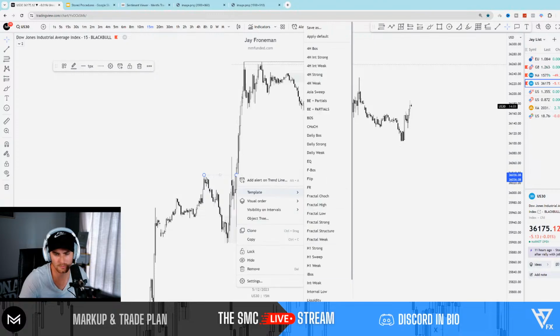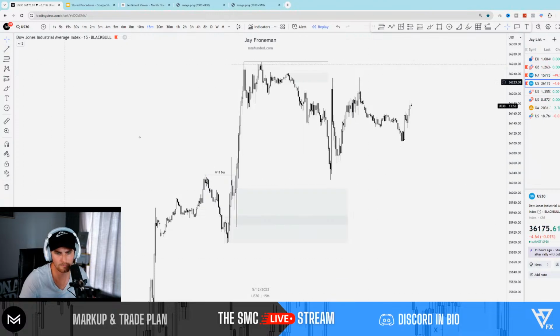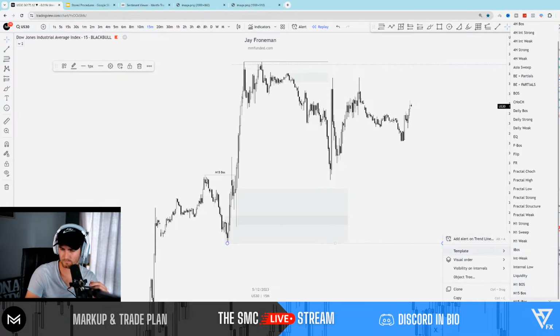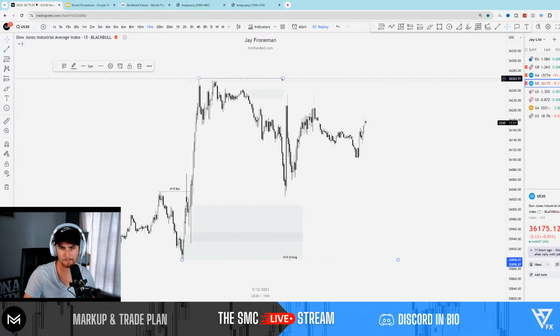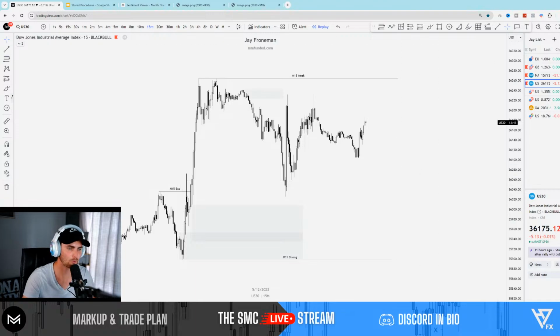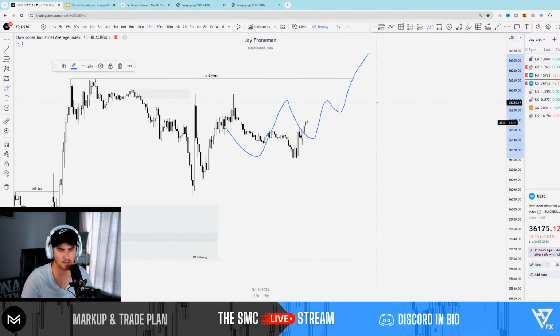M15 break, M15 strong lows, M15 weak highs all the way up here. So the expectation of order flow is to continue targeting those weak highs.